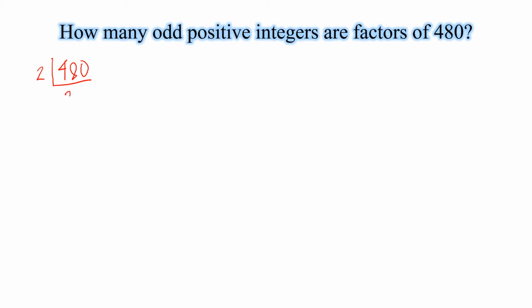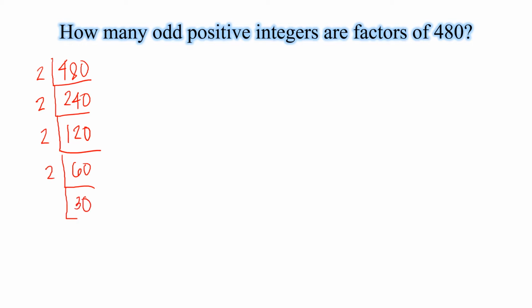480 divided by 2 is 240. Then 240 divided by 2 is 120. Next, 120 divided by 2 is 60. Next, 60 divided by 2 is 30. Still, 30 can be divided by 2. We have 15. Now, 15 can be divided by the next prime number, that is 3. And 15 divided by 3 is 5.